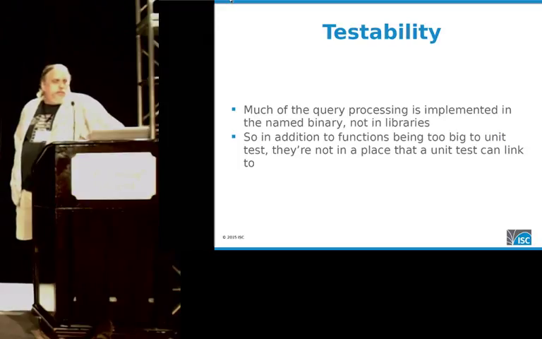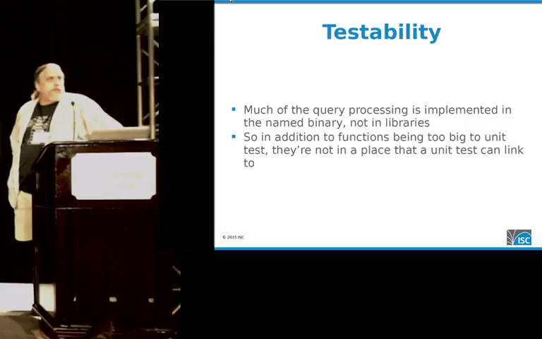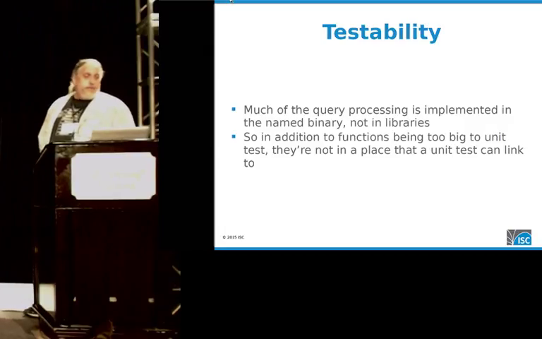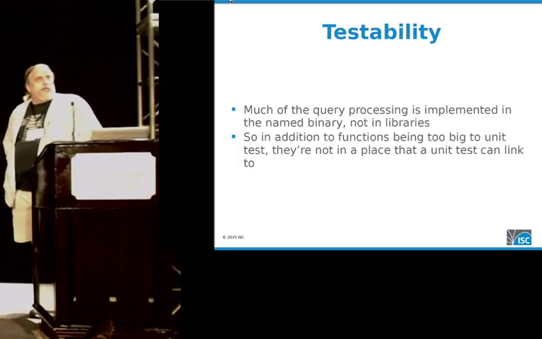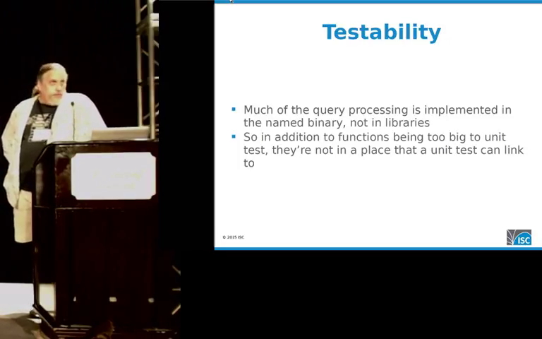There were some issues with testability in that the design of BIND 9 involves a number of things that are put into libraries, but also quite a lot of code that's written directly into the named binary. And if you want to write a unit test that links to a function, it's hard to do that with a function that's part of your main binary. So in addition to functions being too big to unit test reasonably, they're also just hard to unit test because of where they live.